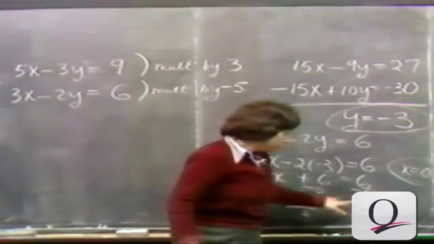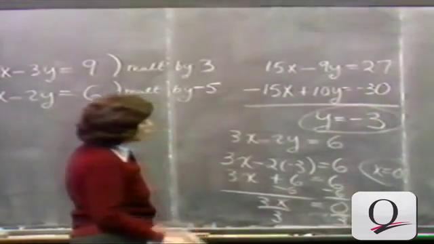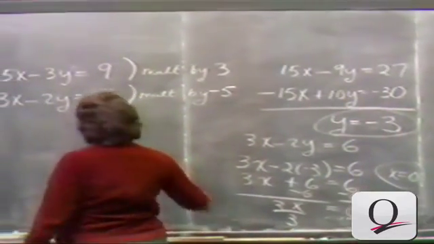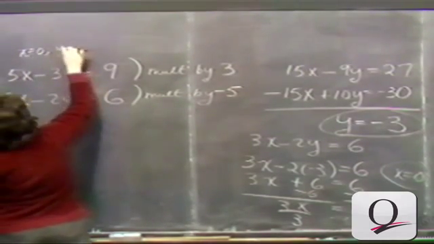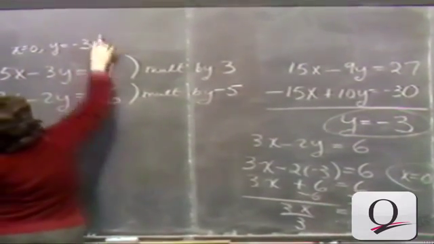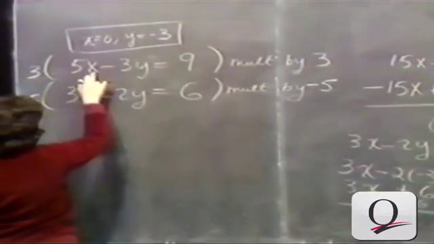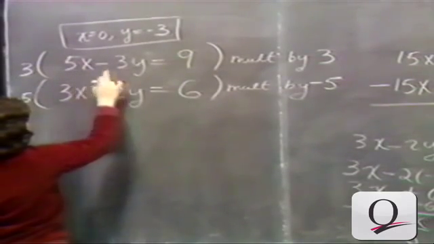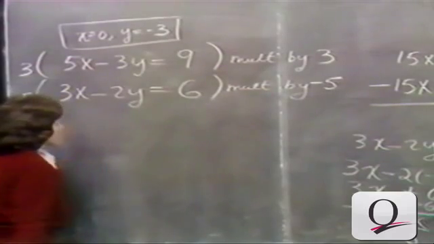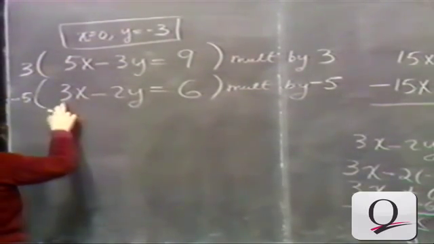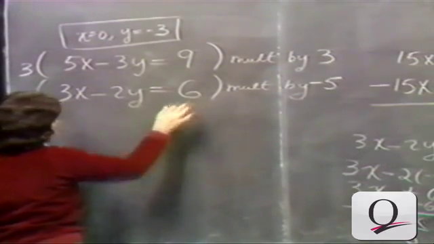0 divided by 3, that's perfectly okay. That answer is 0. So x equals 0, y equals minus 3 is the solution that we find. And of course, we can check it by substituting back in. X equals 0, we get 0 minus 3 times minus 3, because y is minus 3, that's plus 9, that equals 9. And in this one, 3 times 0 minus 2 times minus 3, that's plus 6, equals 6.